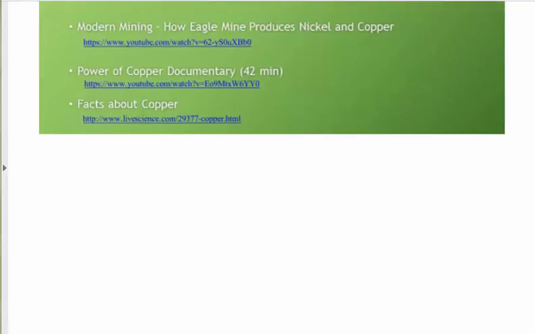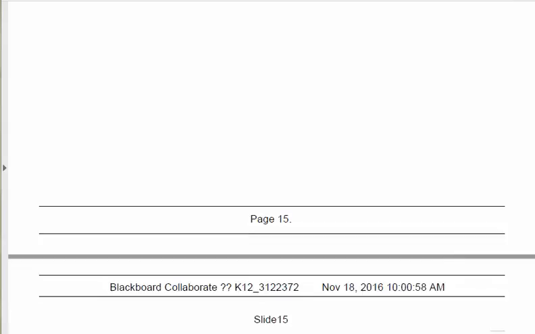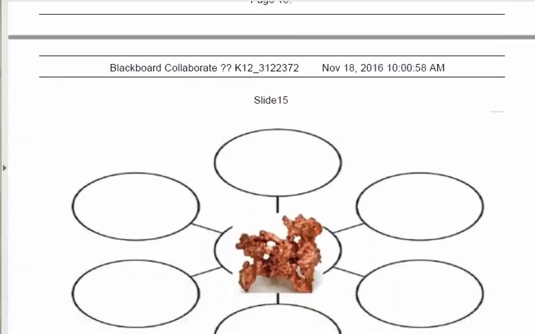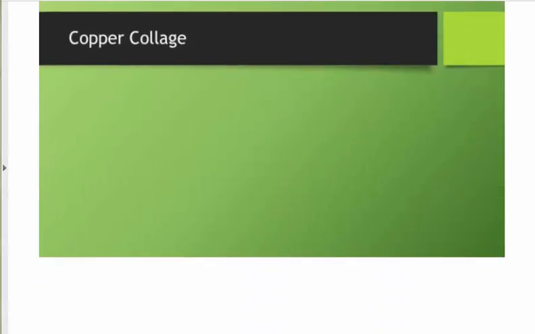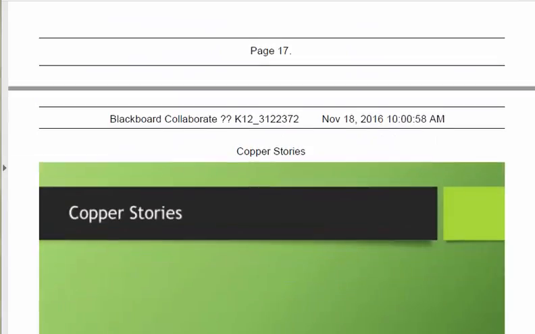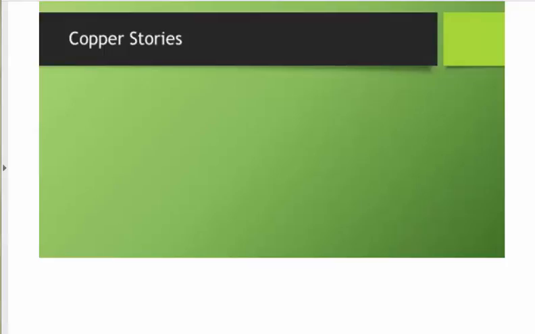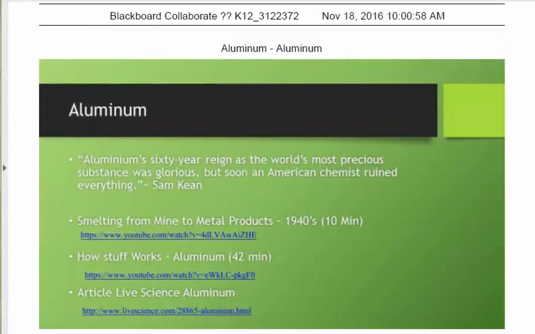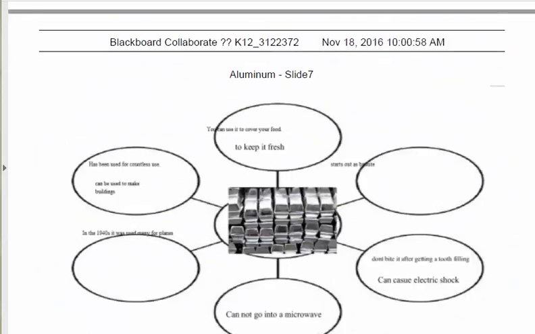And this is actually an introduction to metals. We're going to start learning about metals on Monday. And this is just a little fun activity we did on Friday. Again, we've got the graphic organizer, a little collage area, and copper stories. And so I let them explore this for about 30 minutes. And then I brought all of the slides back to the main room.